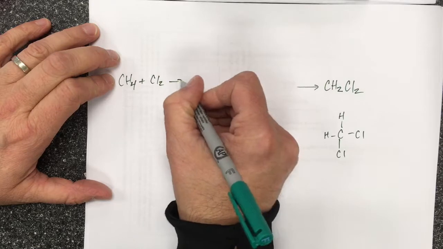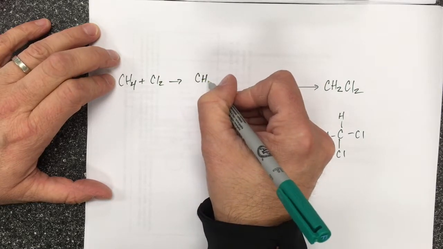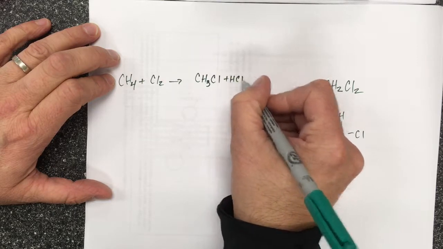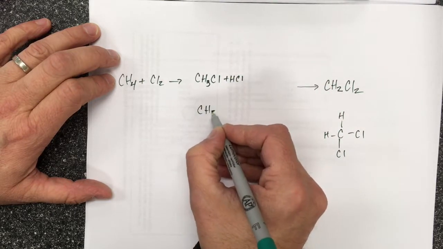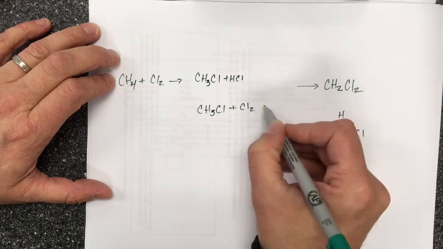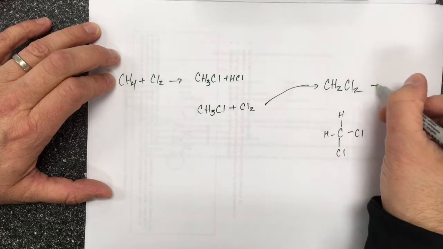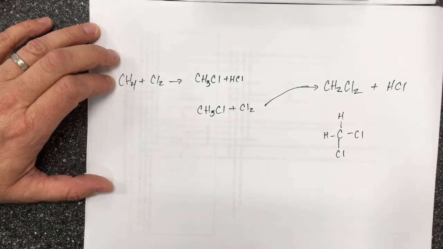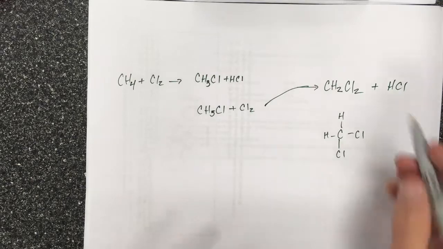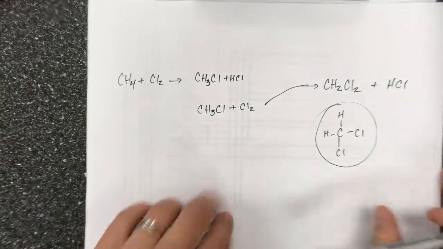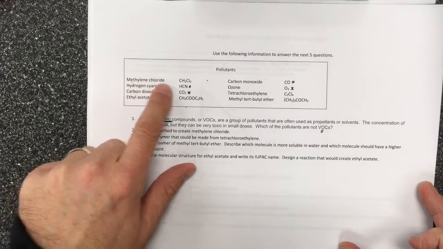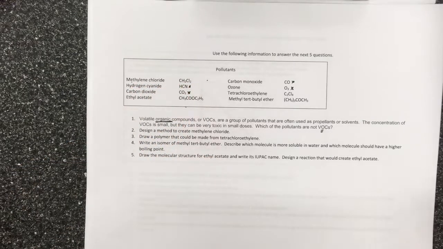The only reasonable way to do this would be a substitution reaction. And so you'd get chloromethane and hydrogen chloride. And then if I took the chloromethane and reacted it with chlorine, it would make this and another hydrogen chloride. And that would be a reasonable pathway to try to make this molecule. And you'll note that in the question, I did not give you the IUPAC name.